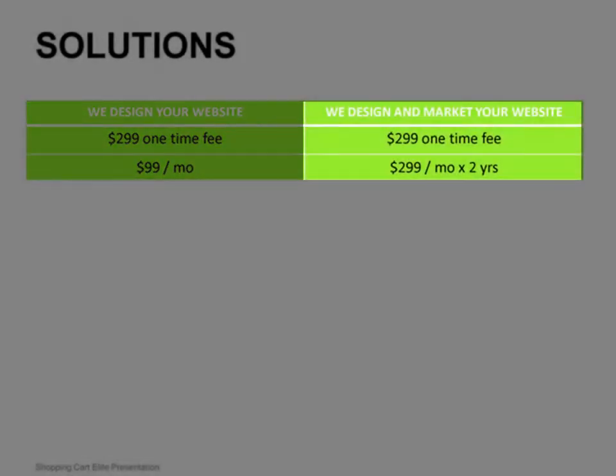The second solution we offer is to design and market your website to be in the top 5 on the search engines. The cost for this is $299 per month with a 2-year agreement, which will cover the complete marketing of your website as well as the Shopping Cart Elite hosting and licensing fee. After 2 years, you will be able to continue operating your website under any Shopping Cart Elite package you like, including the one that is $99 per month.